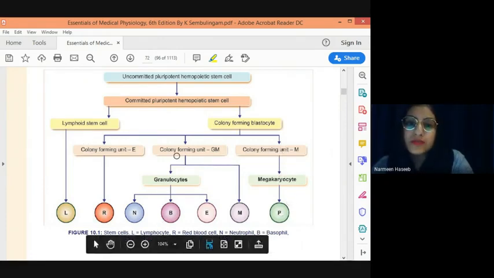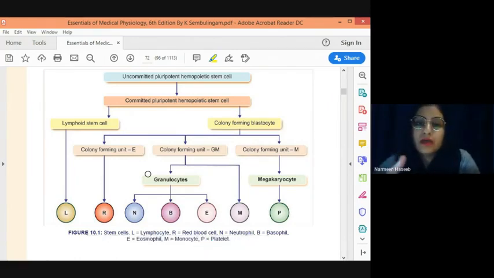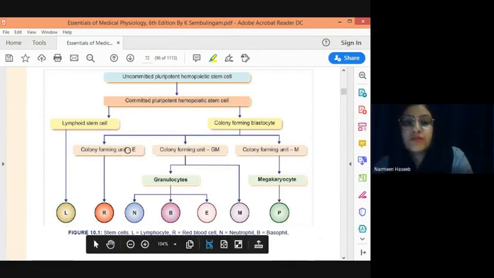So you see, this whole flowchart is telling you a story from the bone marrow. When the stem cells are uncommitted, they become committed upon the action they are getting from the brain, and they are getting the command of becoming the lymphoid stem cells or colony forming blastocytes. When they have become the lymphoid stem cell or the colony forming blastocyte, the lymphoid will turn into the leukocyte, whereas the colony forming unit E will become RBC. Colony forming unit GM will become neutrophil, basophil, eosinophil. M is for monocyte, and colony forming unit M is megakaryocyte, which will turn into platelet.